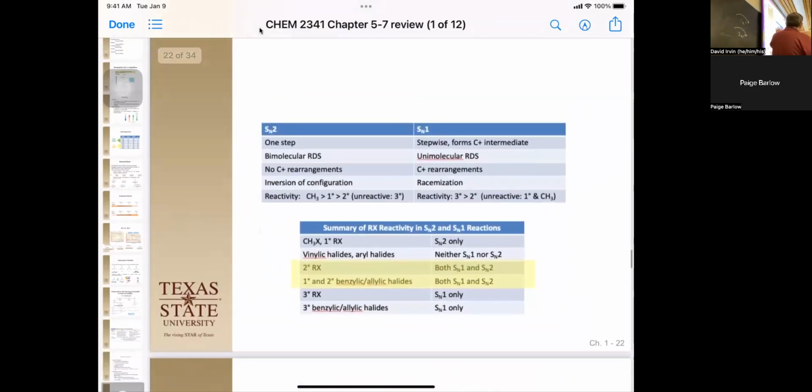And then of course we have our compare and contrast here. This is all the different things we talked about, but we want to add benzylic and allylics. We talked about that a little more in our next chapter, chapter 7, when we were talking about elimination reactions, specifically the Zaitsev caveat. Okay. All right.